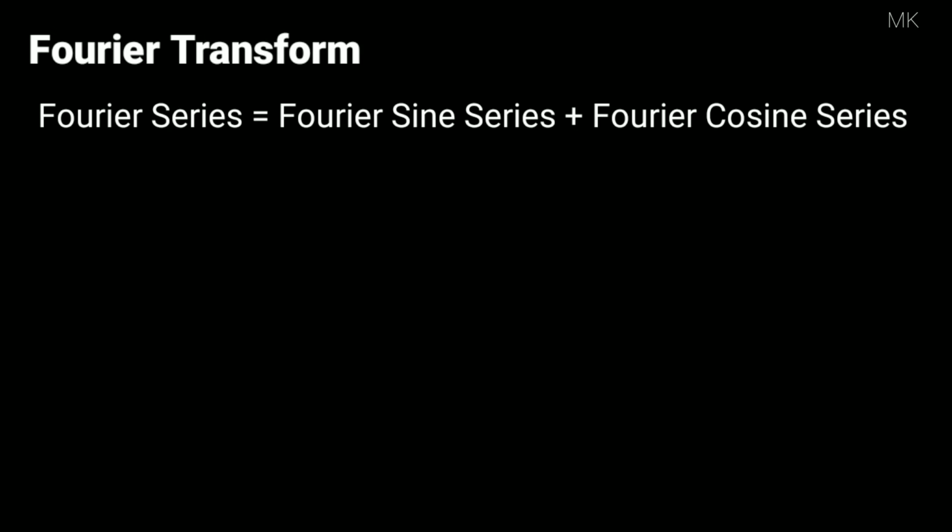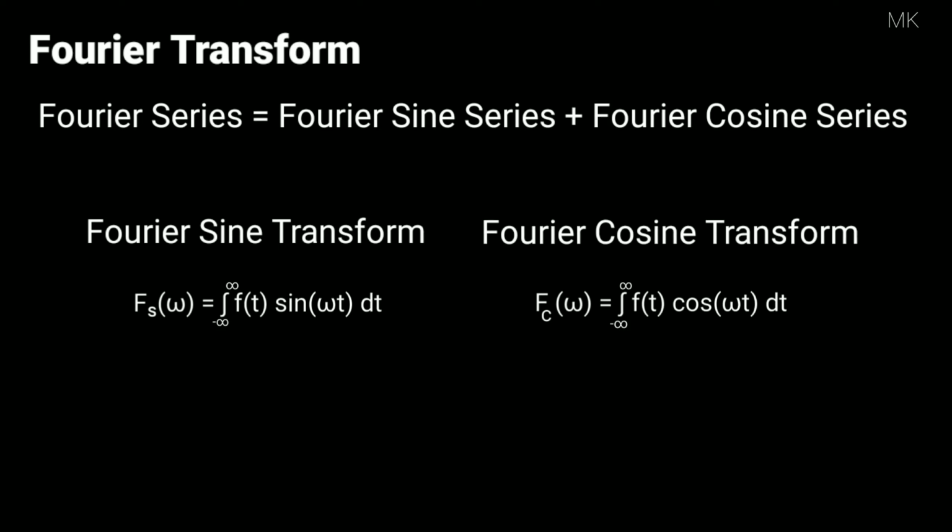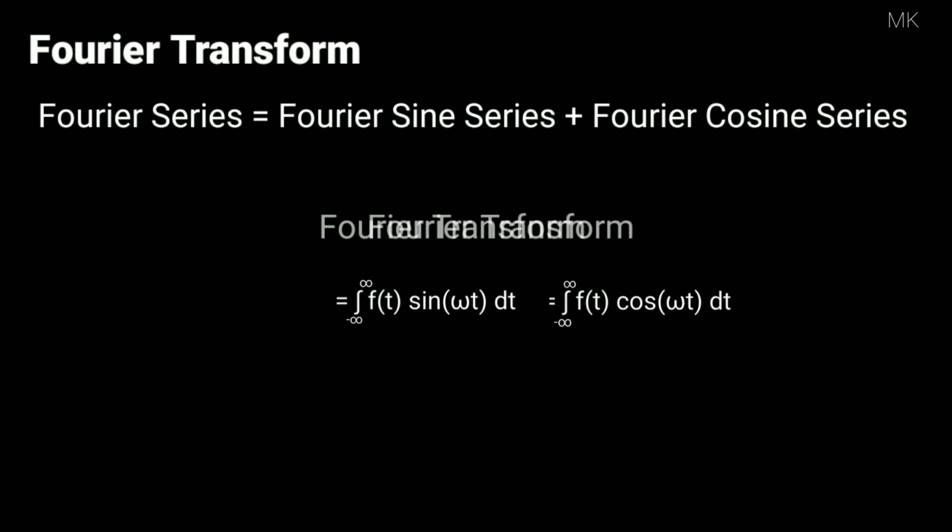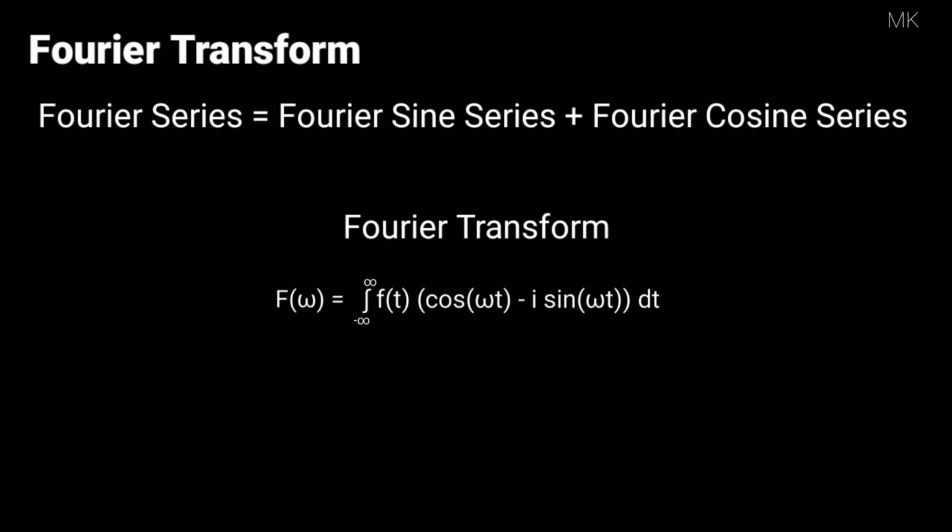Just observe that we simply combined the Fourier sine series and Fourier cosine series to get the Fourier series, right? In a similar way, we can get the Fourier transformation by combining the Fourier sine transform and Fourier cosine transform. To make it more elegant, let's join a minus i to the sine transform and then add them. Then we get this expression, right? But we know that cos of omega t minus i sin of omega t can be written as exponential of minus i omega t, which is called Euler's formula. And this result is called the Fourier transformation.